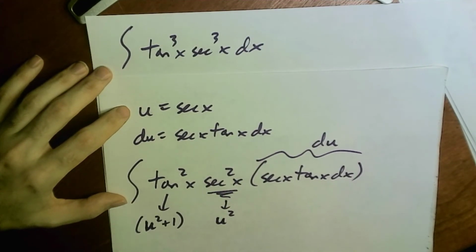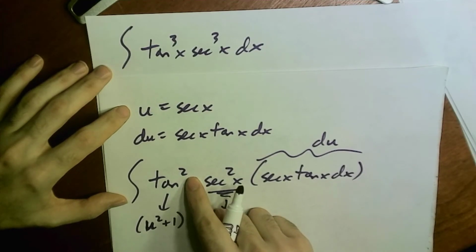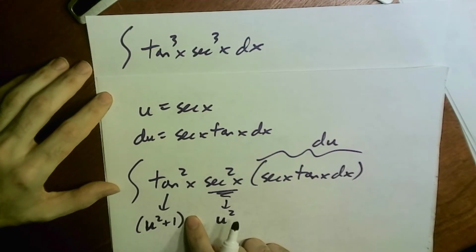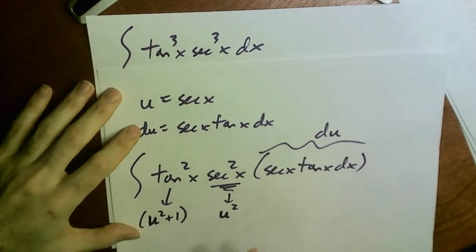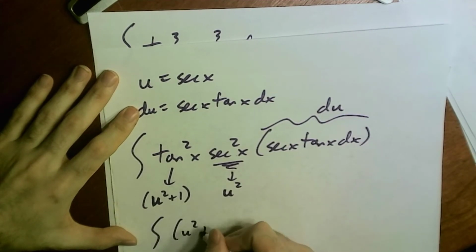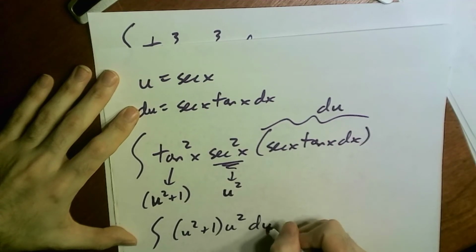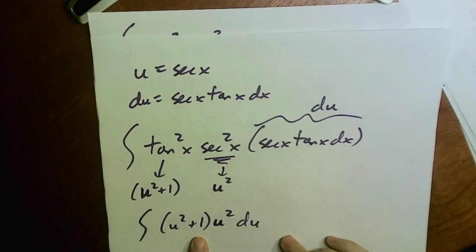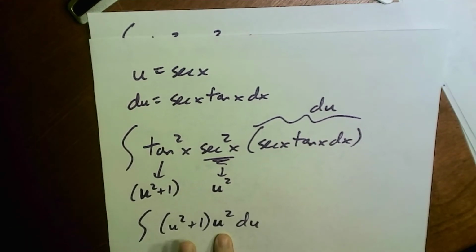right? And for the record, if it were a tangent to the 4, I'd just get this whole thing squared, right? I'd get tangent squared squared. So I get a u squared minus 1 times u squared du, and once again, this is an integral that's not difficult for you to do, right? U to the 4 minus u squared, and you straight up integrate. It's not so bad.